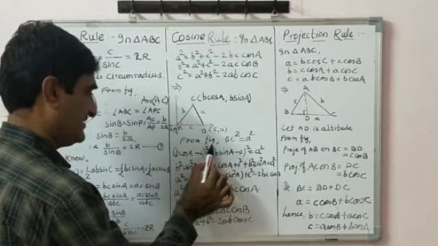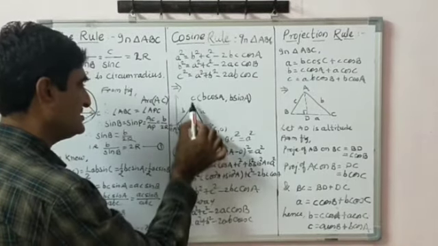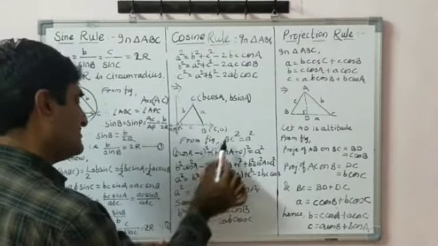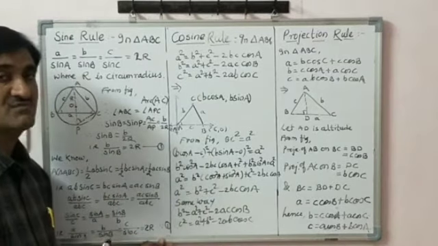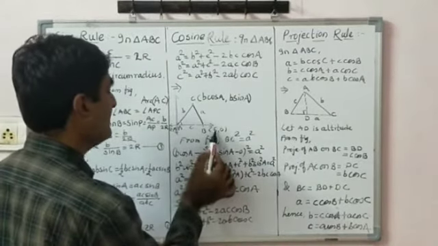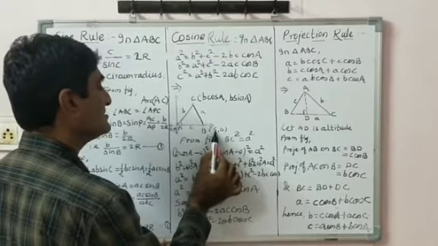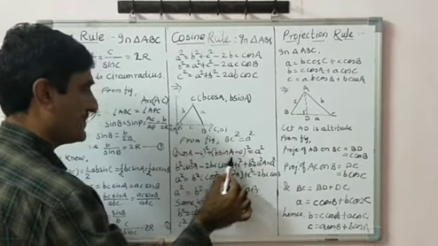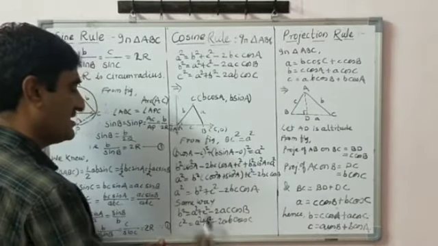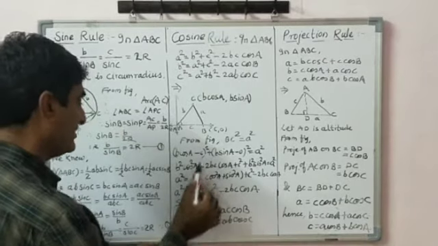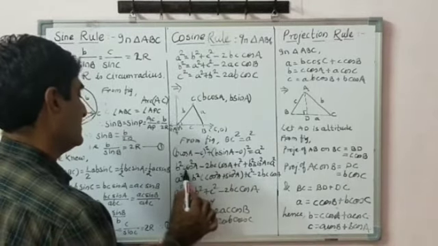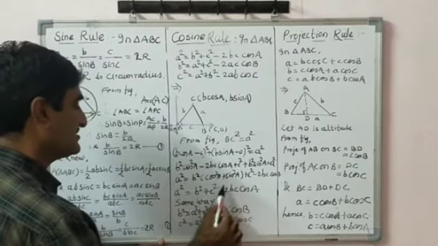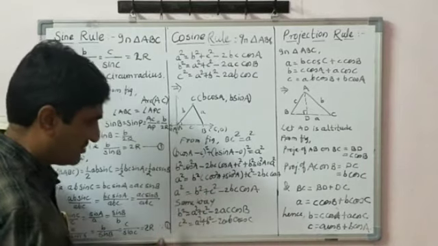Again, from this figure, BC square is equal to A square. The length BC by distance formula: (B cos A minus C) square plus (B sin A minus 0) square is equal to A square. Expand the brackets, then collect the trigonometric terms. Here cos square A plus sin square A is 1. We are using this trigonometric identity.